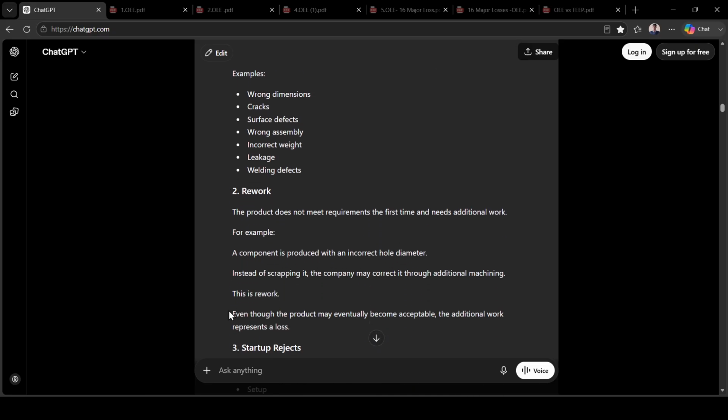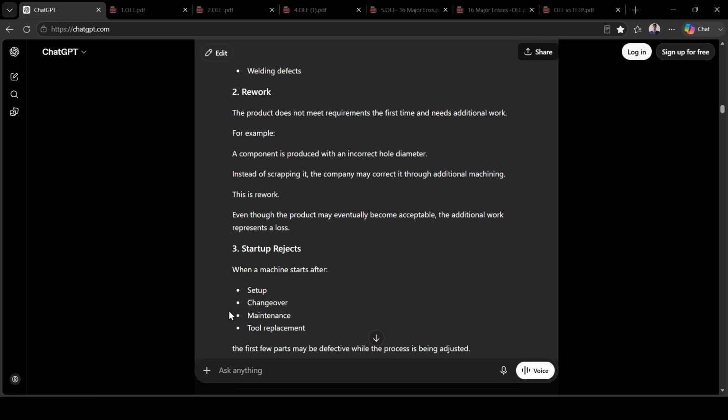The second one is rework. The product does not meet the requirement the first time and needs additional work. For example, a component is produced with an incorrect hole diameter. Instead of scrapping it, the company may correct it through an additional machining operation. This is the rework. Even though the product may eventually become acceptable, the additional work represents a loss.